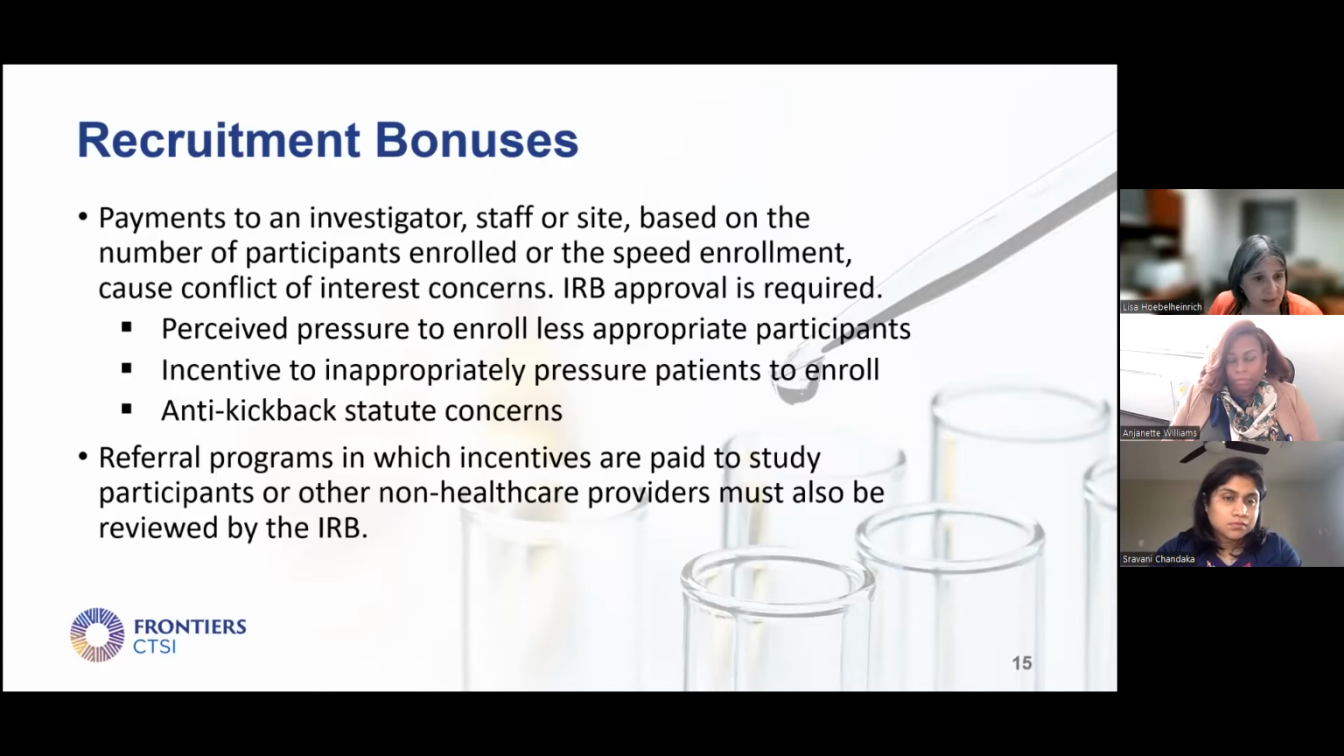Increasingly also seeing discussion about referral programs in which incentives may be paid to study participants or others to recruit or provide names or things like that. Those also must be reviewed by the IRB. There are potentially programs which I know at some institutions have been approved. Again, I think reaching out early to the IRB to talk through that, or your compliance office, is really important.